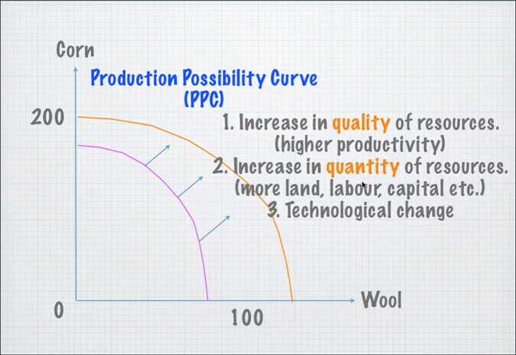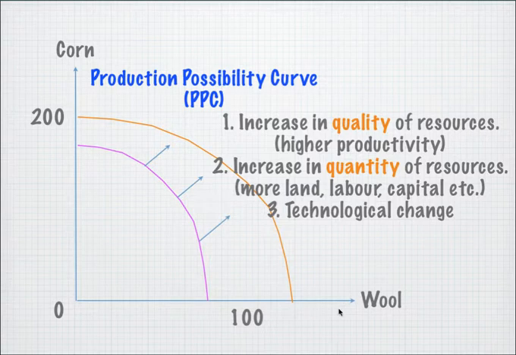Firstly is the increase in the quality of resources, which could be the case of higher productivity or productivity growth, where you can use the same amount of land, labor, or capital to produce more goods and services because now you are using them more effectively or efficiently. Secondly is an increase in the quantity of resources. There can be more land, more labor, or more capital. All this can increase the amount of output you can produce, because with more labor you can produce more corn or wool. And thirdly, technological change, basically improvements in production processes, or discovery of a new technology that makes the production of wool a lot more efficient.